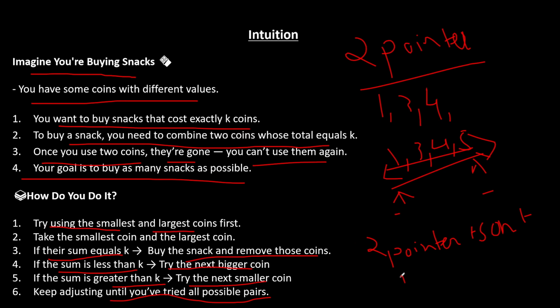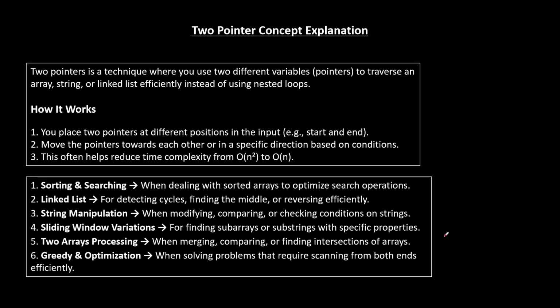Since we are using smallest and largest coins first, this could be done using two pointers, left and right. I hope you understood why we are using two pointers and the sorting algorithm and how we came to the conclusion of using those two. So now let's move to the next slide. Before going to the approach, let's understand what this two pointer concept is.